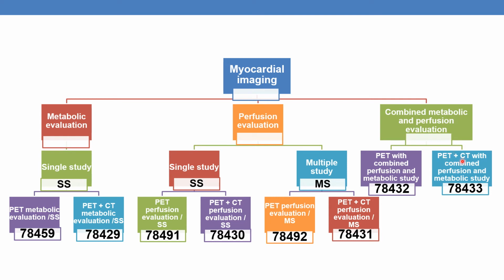And similarly, when PET plus CT scan is used for combined perfusion and metabolic study, the CPT is 78433. These are some of the CPTs for PET scan and PET scan along with CT imaging.